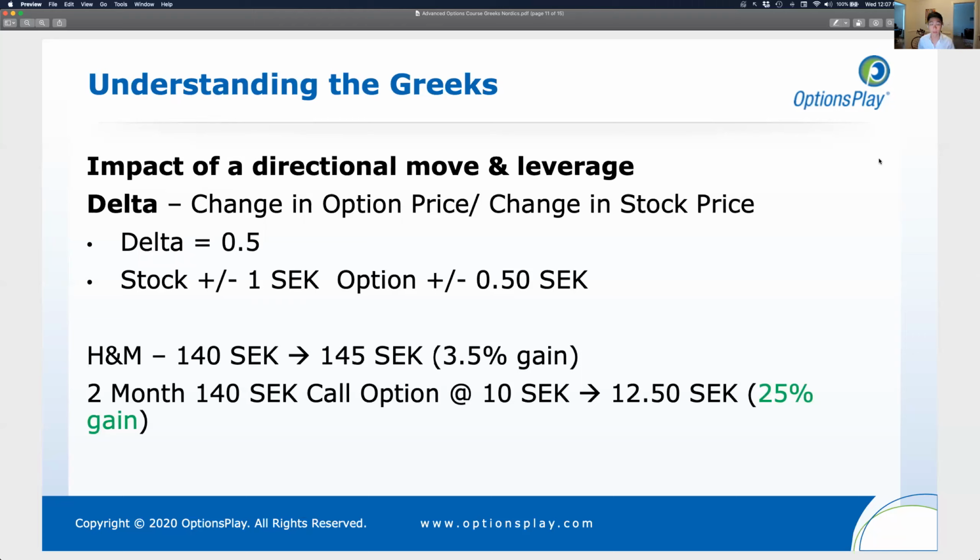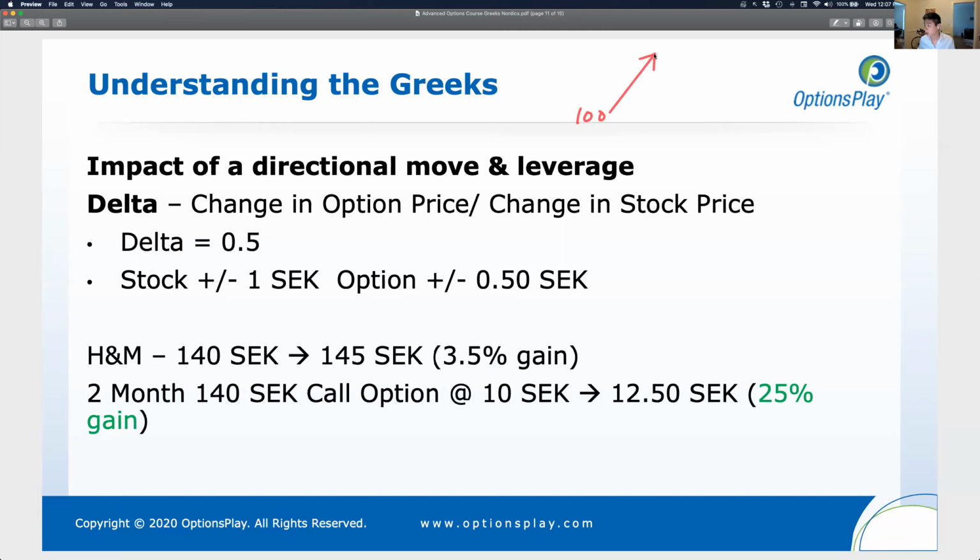So next, what I want to do is explore the option Greeks, because right now we talked about everything from a very theoretical perspective, right? Stock XYZ trading at $100. We think the stock is going to go, let's say we have a 100 crown stock.